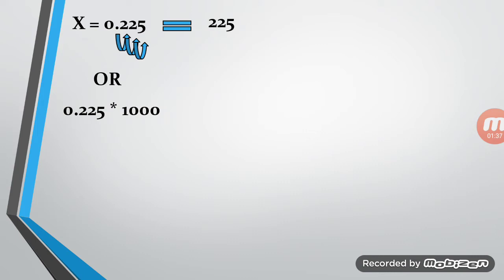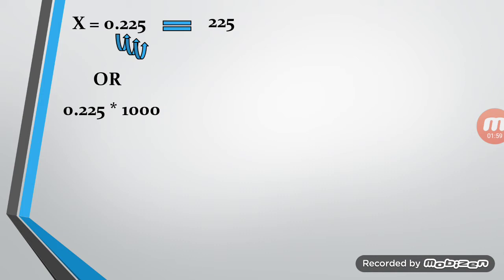And why is it 1,000? Well, because, as I showed before, you have to move the decimal point 3 spaces. And so 1,000 with its 3 zeros is the appropriate number. If you had to move it 2 spaces, it would be 100. If you had to move it 1, it would be simply 10. If you had to move it 5, it would be 100,000.